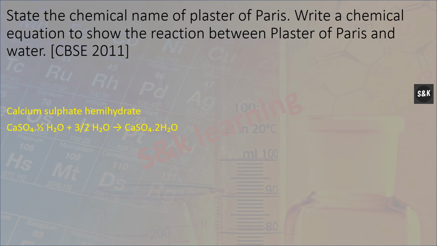State the chemical name of plaster of Paris. The chemical name of plaster of Paris is calcium sulfate hemihydrate.